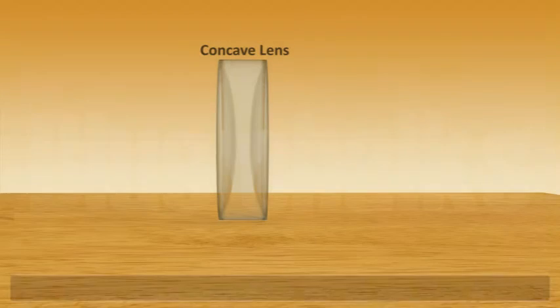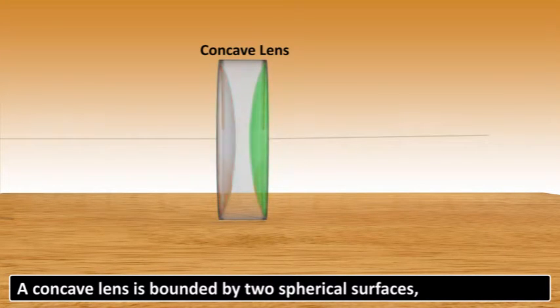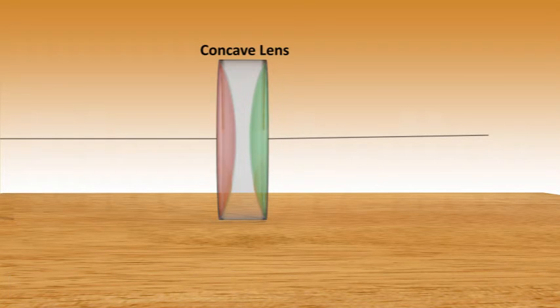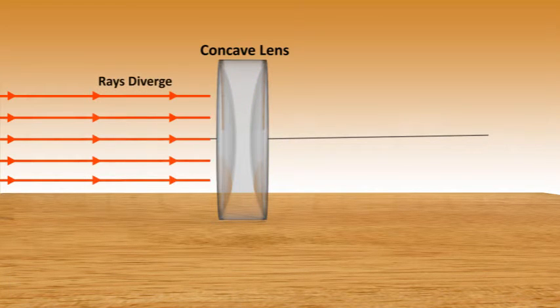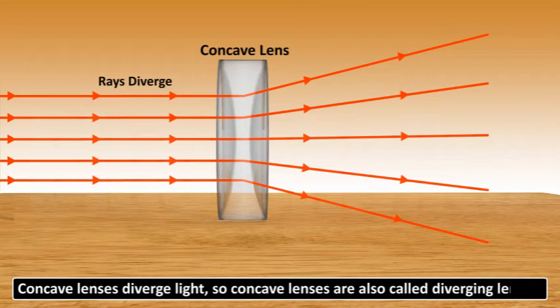Now, let us see how the concave lens is different from convex lens. A concave lens is bounded by two spherical surfaces curved inwards. That is why it is called double concave lens. It is thicker at the edges than at the middle. Concave lenses diverge light, so concave lenses are also called diverging lenses.